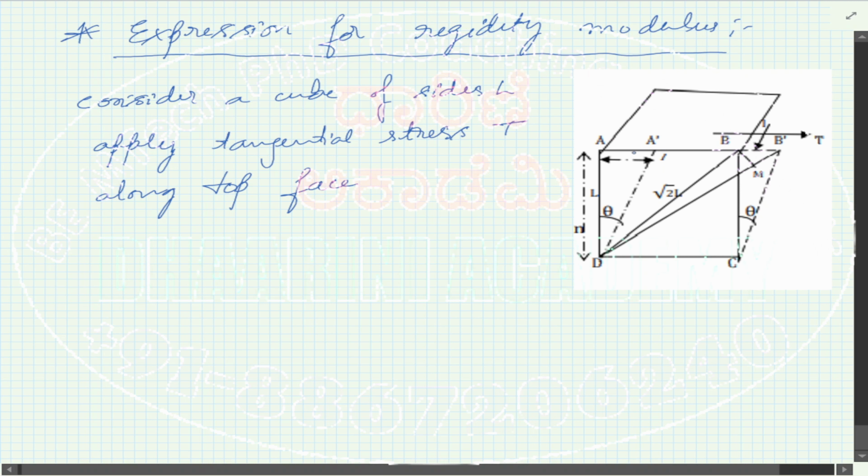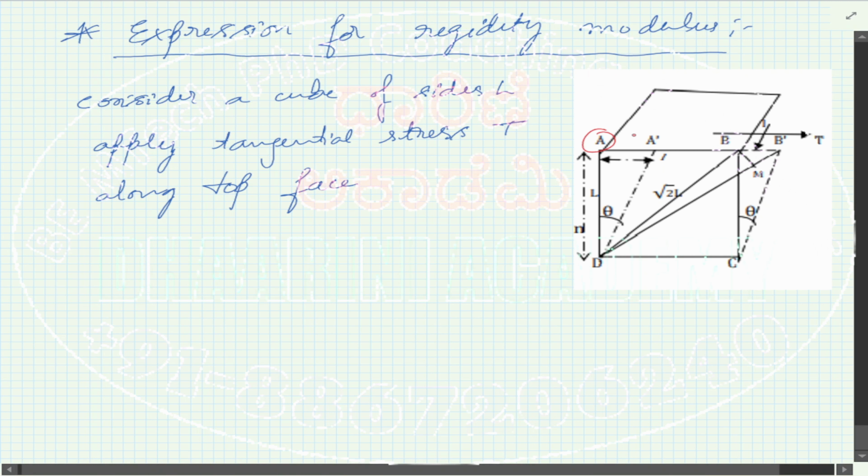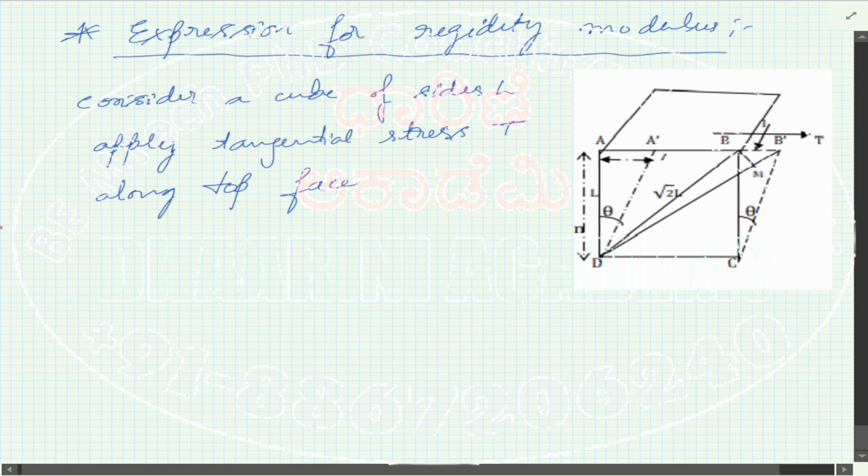So A moves to A dash and B moves to B dash. So your figure becomes slightly tilted like this. Okay, so that's what we need to consider when we look at the shearing action that is taking place.